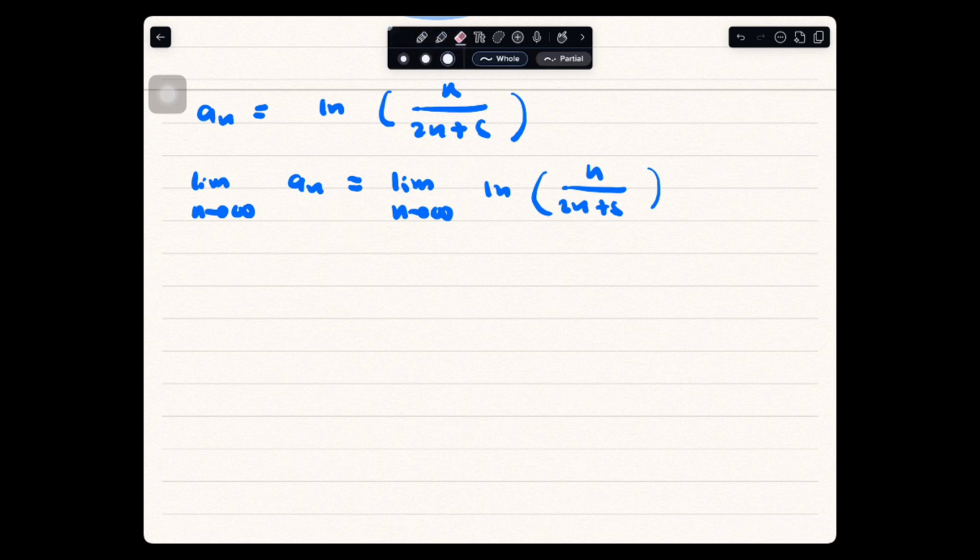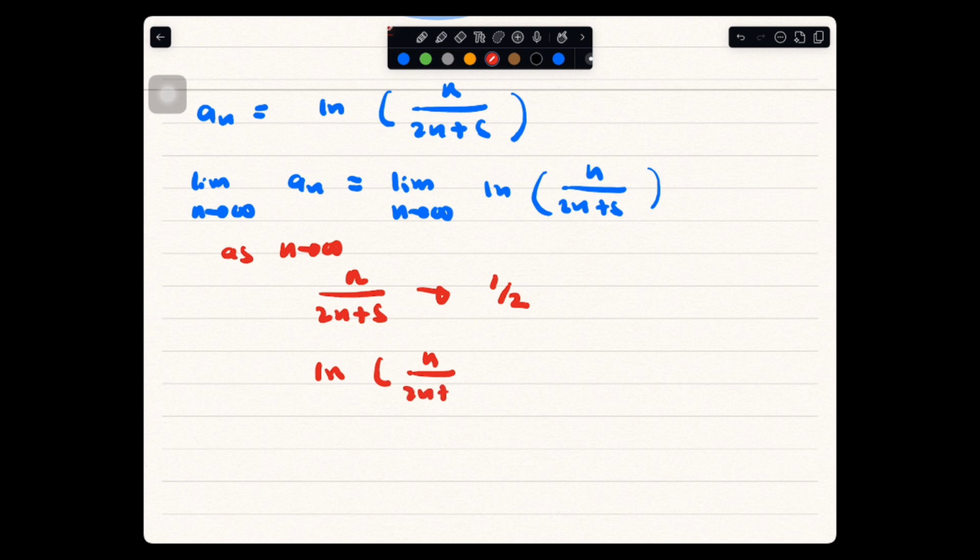Let's look at the details. What do we know about n over 2n plus 5? Where does that go as n goes to infinity? You guys know what that goes to? Does that go to 1/2? You could use calculus 1 or calculus 2. So that means the natural log of n over 2n plus 5 goes to a nice continuous curve like the natural log. Sorry. This goes to natural log of 1/2.